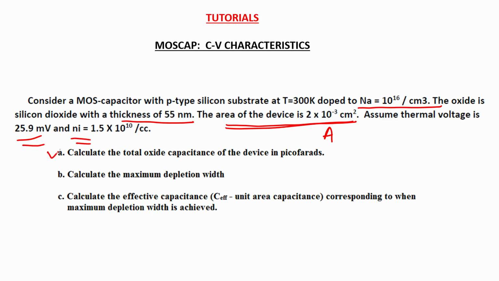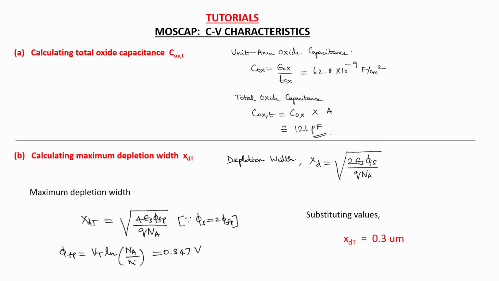And you are asked to calculate 3 values for this question, which is nothing but the total oxide capacitance of the device in picofarads, which is Cox total, not the unit area capacitance, but the total capacitance of the device. And you are asked to calculate the maximum depletion width, which can be denoted as xdt, and the effective unit area capacitance at a point where the maximum depletion width is achieved in the MOS capacitor. Okay, so the solution goes like this.